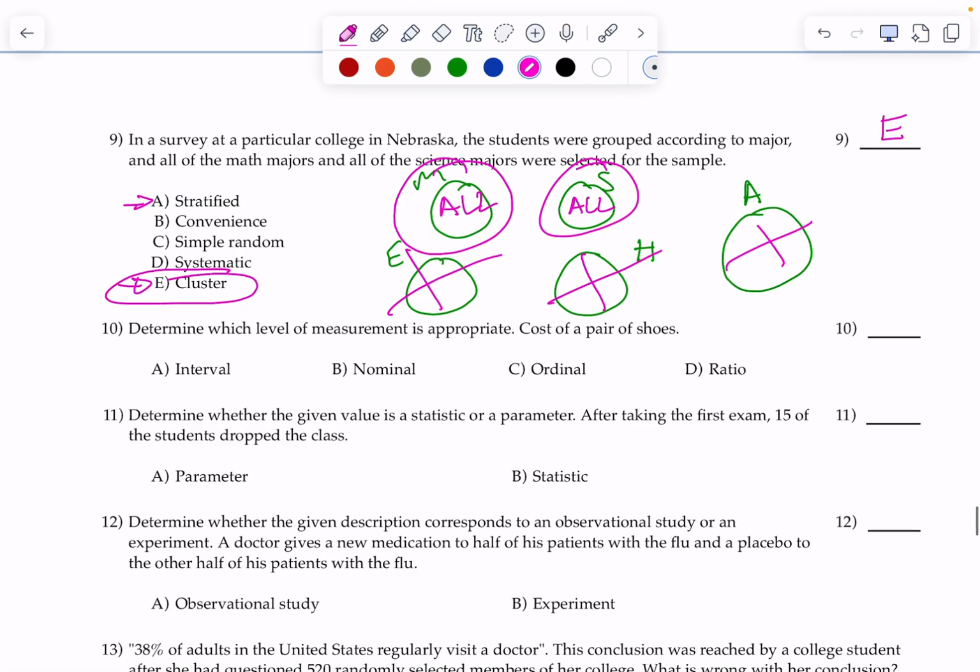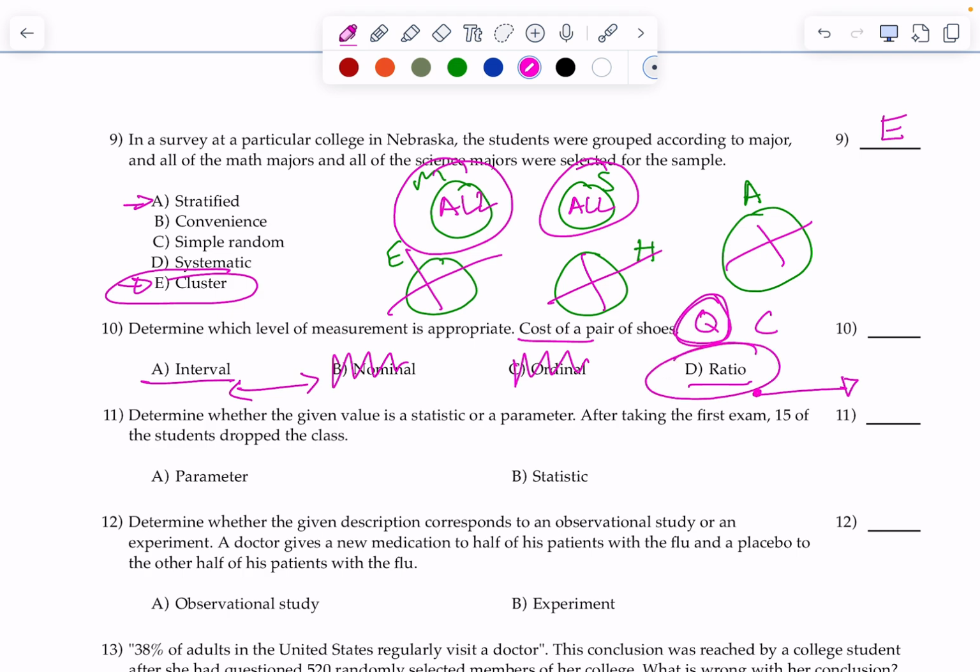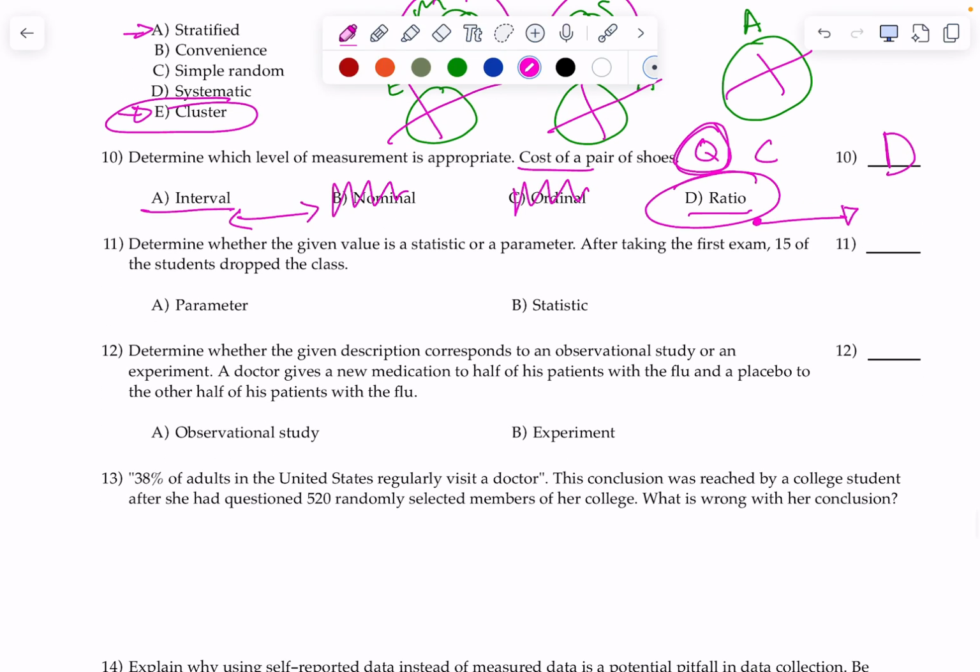Cost of a pair of shoes. Okay, is cost quantitative or categorical? Cost is a quantity, right? So it's not nominal and it's not ordinal. It's either interval or it's ratio. Okay, ratio does this, interval does this. We're talking about cost, money. Starts at 0, it's ratio, D. Yeah? You see like that thought process as we're going through there to narrow it down? That makes it way easier. If you go from four options down to 2, then it's just way easier from there.